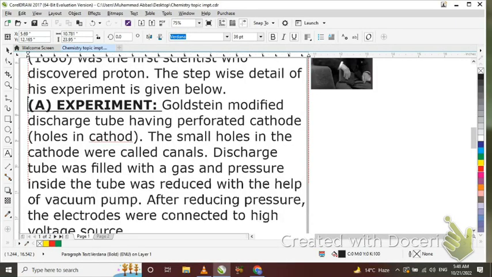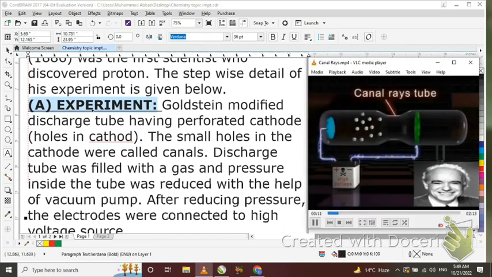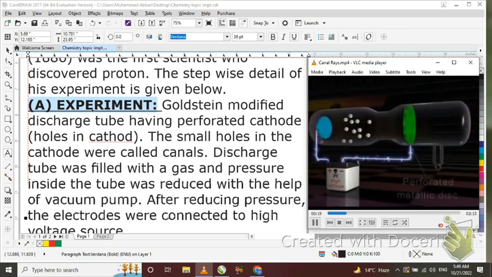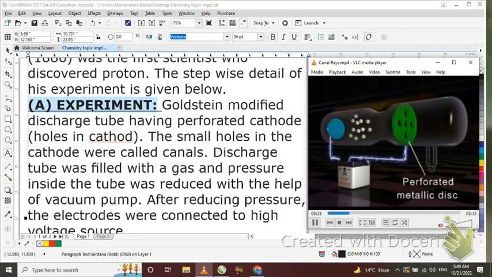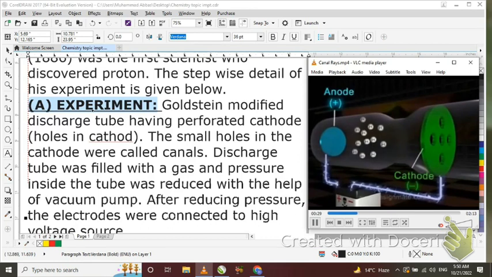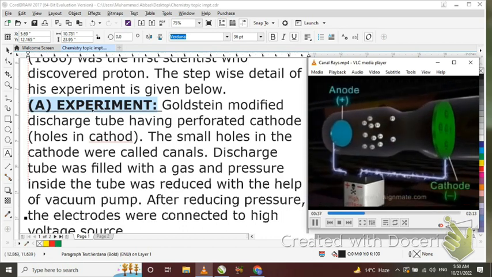First step, experiment. Goldstein modified discharge tube having perforated cathode, means holes in cathode. The small holes in the cathode were called canals. Discharge tube was filled with a gas, and pressure inside the tube was reduced with the help of vacuum pump. After reducing pressure, the electrodes were connected to high voltage source battery.